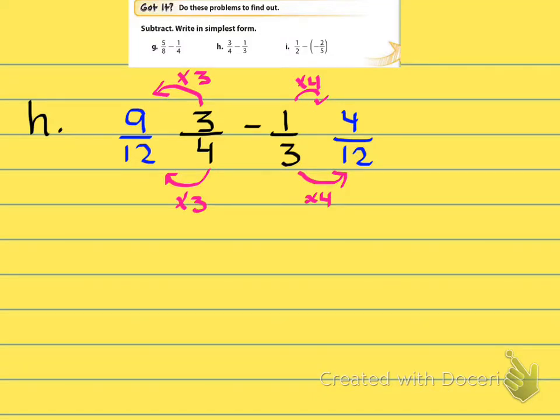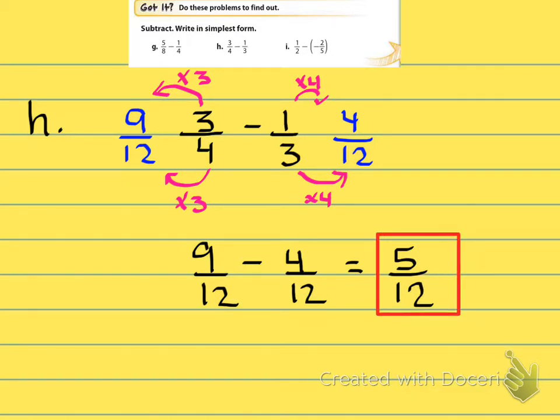So our two new fractions are now going to be 9/12. Move that up a little bit. So 9/12 minus 4/12. And we can tell 9 minus 4 is going to be 5, so we can just subtract right across. So 9 minus 4 is 5, and we keep the denominator at 12. So we're just going to go ahead and put a box around that.